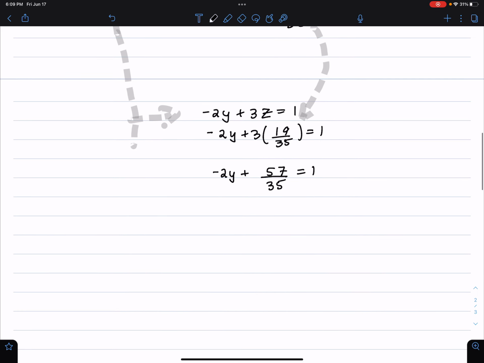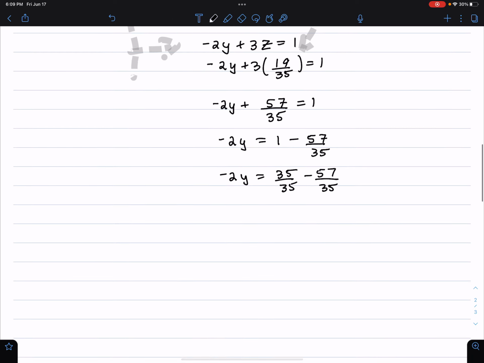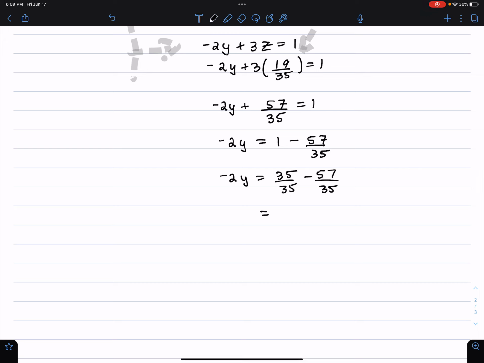And, all right, so then I'm going to have negative 2y equals 1 minus 57 over 35, and I'll find a common denominator of those. And subtract, and it looks like I have negative 22 over 35. 35 minus 57 is negative 22.